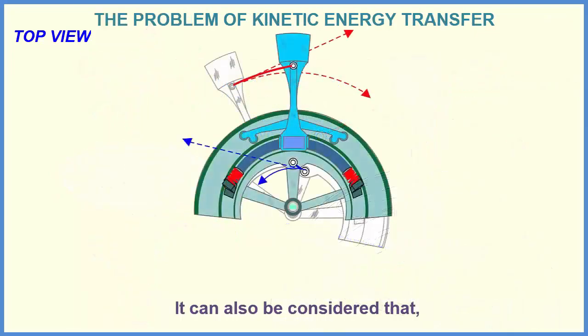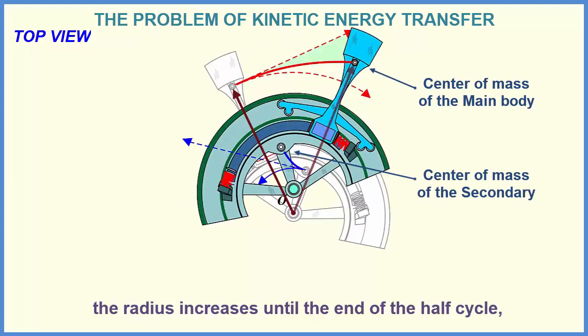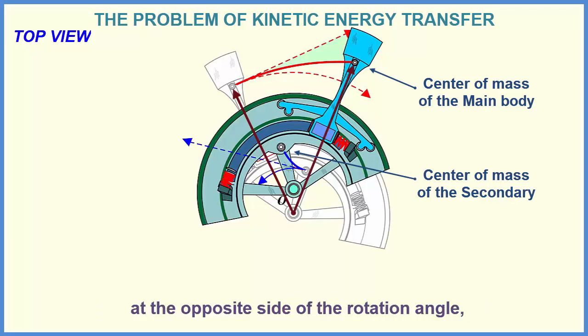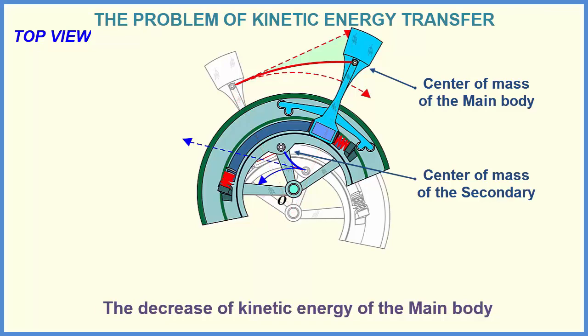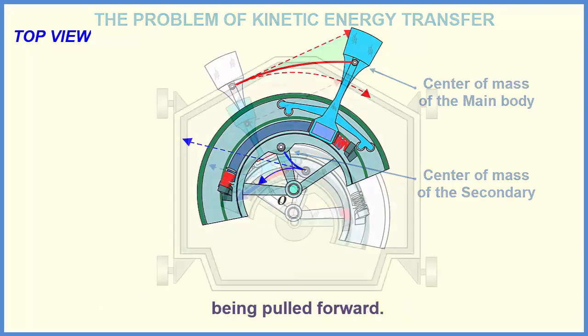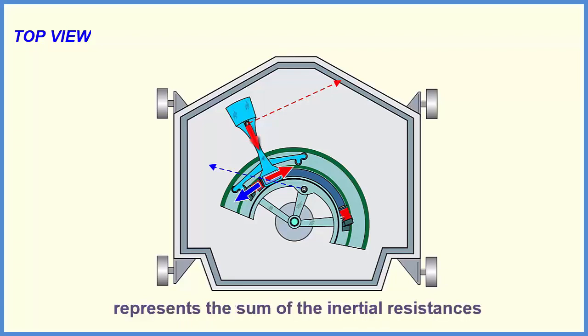It can also be considered that, taking the position of the center of rotation at the start of the motion, the radius increases until the end of the half cycle at the opposite side of the rotation angle, resulting in a decrease of the angular momentum. The decrease of kinetic energy of the main body is the amount transferred to the secondary body being pulled forward. If a vehicle structure is added, the backward centripetal force acting on the center of mass of the main body in its rotation in a half cycle represents the sum of the inertial resistances of the secondary body and the vehicle structure to move forward.